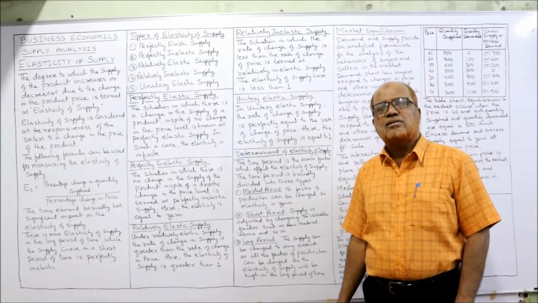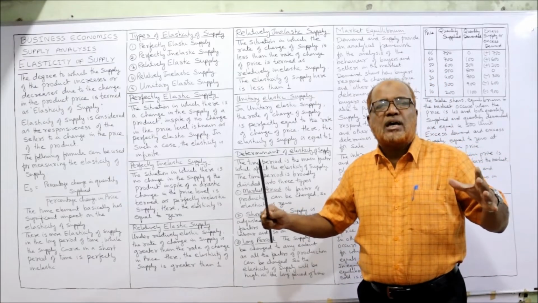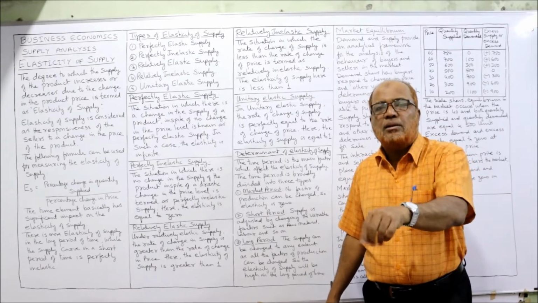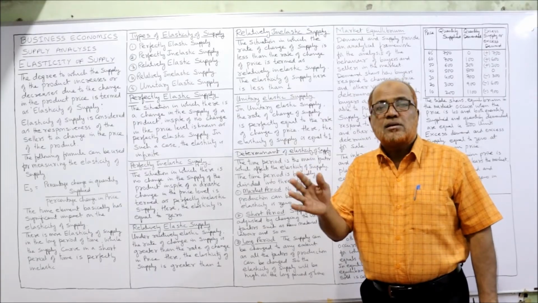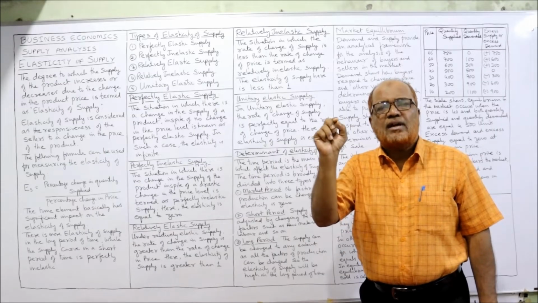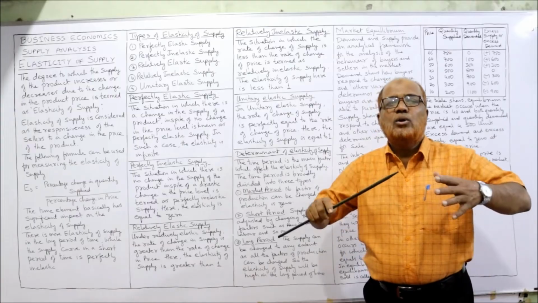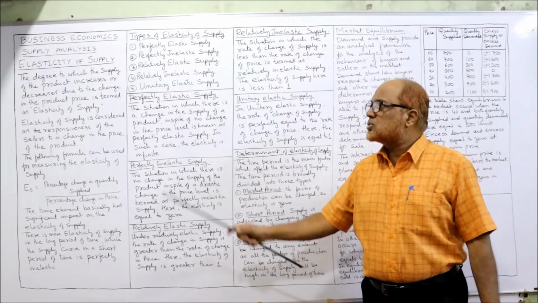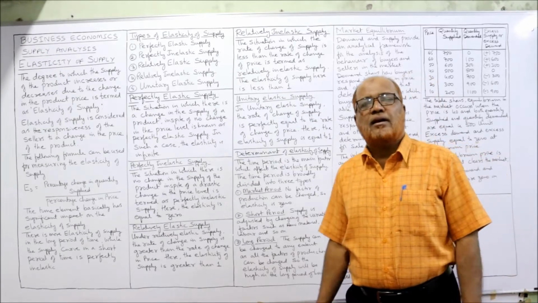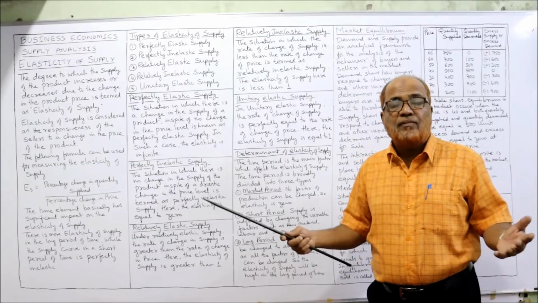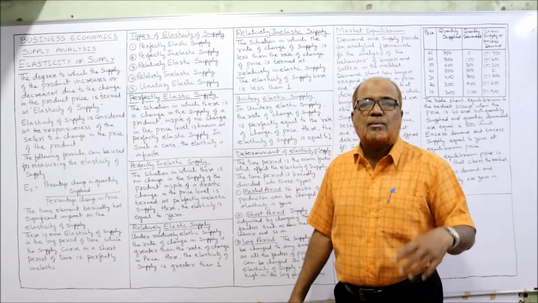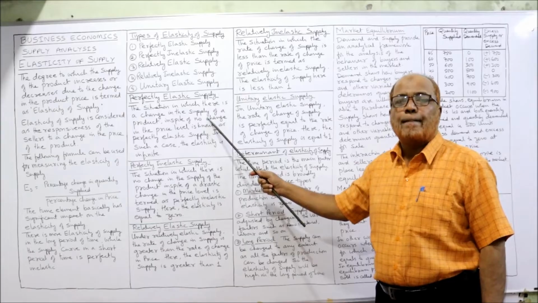Perfectly elastic supply means there is a huge change in supply due to a small change or no change in price. If there is no change in price but still there is a lot of change in supply, or if there is a marginal, insignificant change in price leading to a huge change in the supply, it is called perfectly elastic supply. In case of perfectly elastic supply, the value of elasticity of supply will be infinity, because a huge change in supply is occurring without any change in the price. That thing is called perfectly elastic supply.